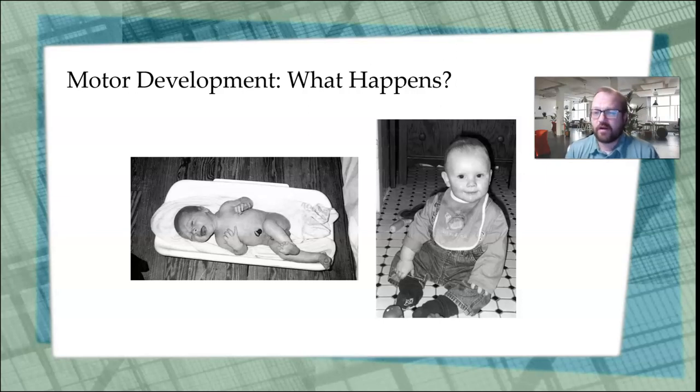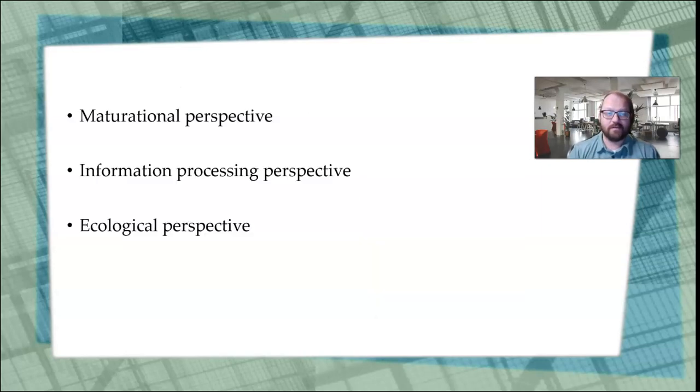Well, we're going to use this to describe various stages of development. We're going to use this to describe movement patterns that we expect to be seen. And we're going to use this to describe this little bitty baby on the left that can't do anything, and this mischievous little guy on the right who is probably really mobile and gets into everything. So we're going to talk about these three different perspectives today: the maturational, the information processing, and the ecological.